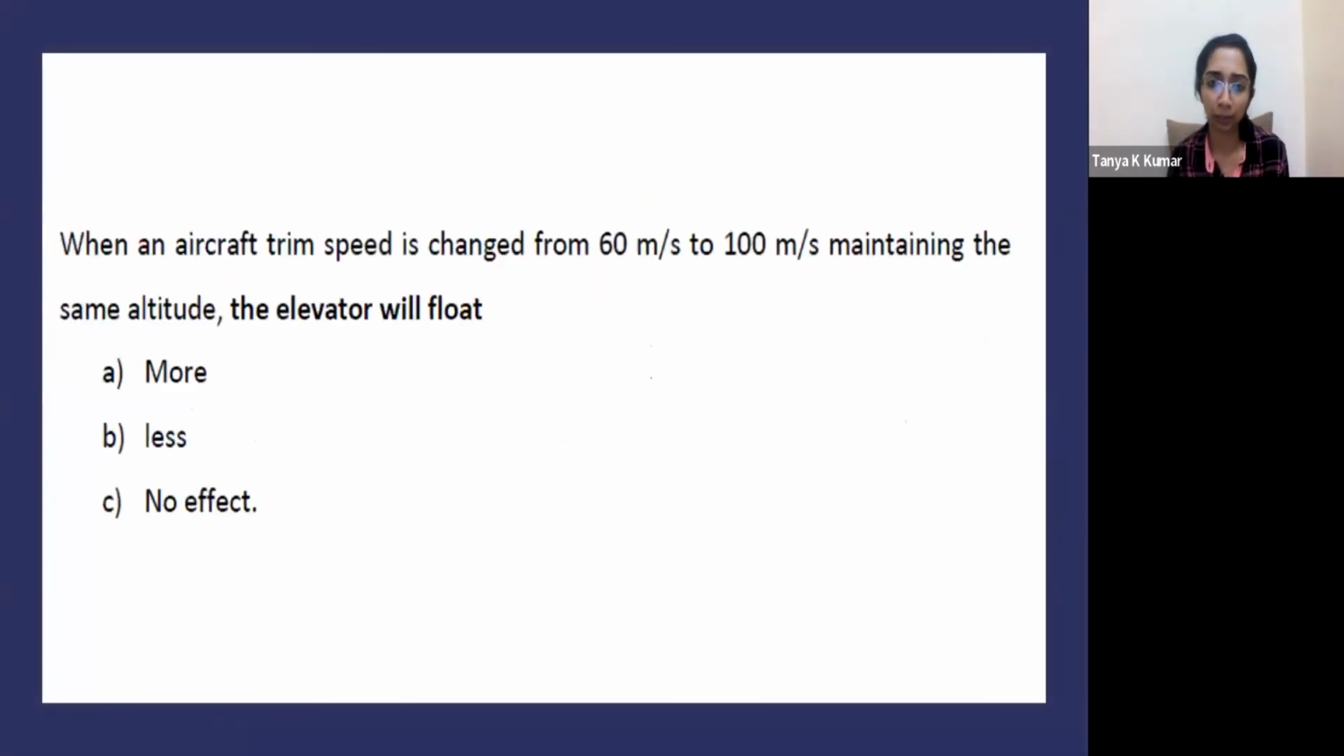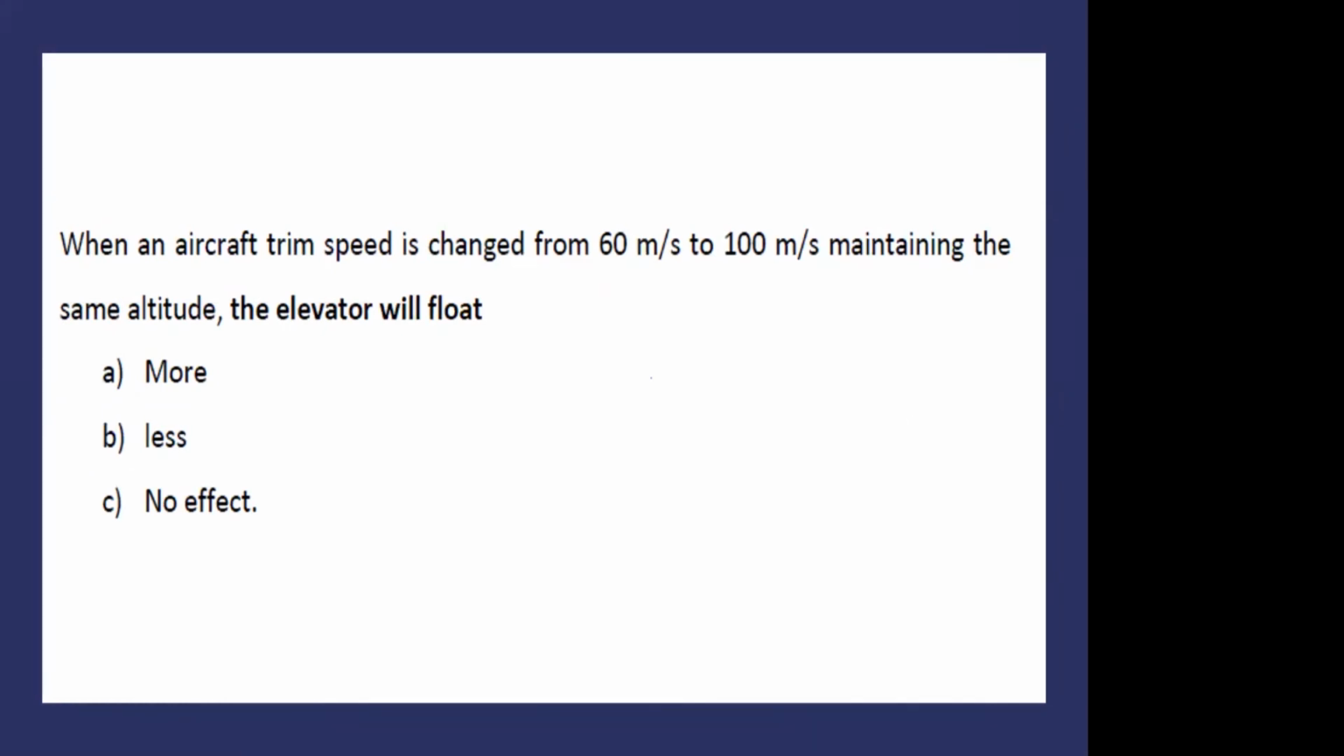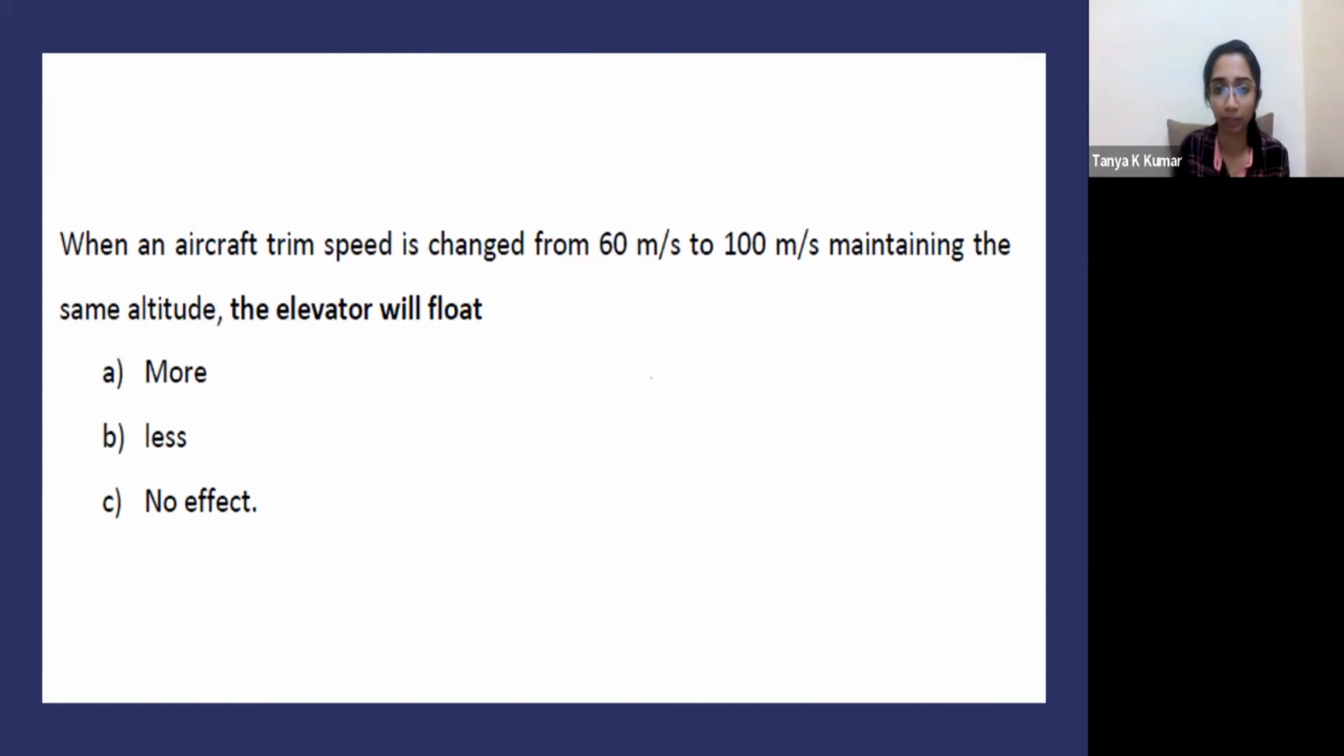When an aircraft trim speed is changed from 60 meter per second to 100 meter per second, maintaining the same altitude, will the elevator float more or will it float less? Think about it and tell me. Elevator float, delta E float. Look into that formula and think about it. When the trim, yes. Was somebody saying less? Less, okay. Can somebody else say something?